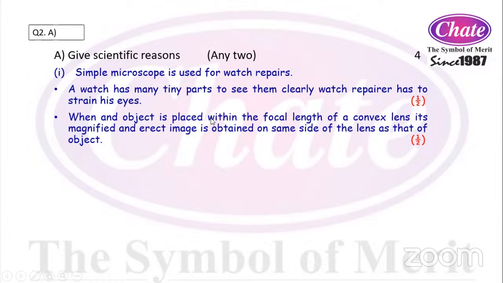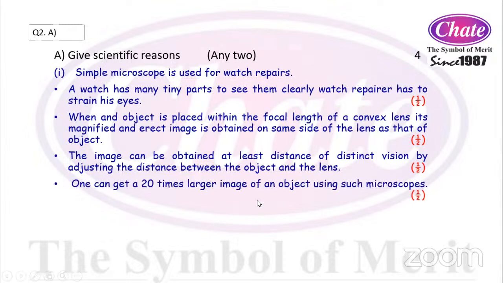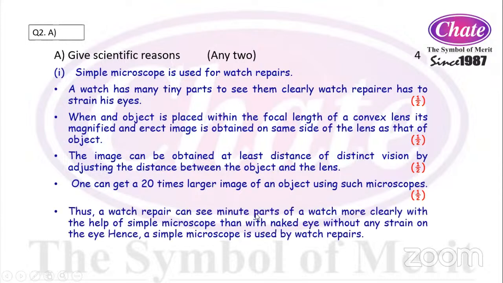When an object is placed within the focal length of a convex lens, a magnified and erect image is obtained. That image is also on the same side. So it is very useful when you use a convex lens. The image can be obtained at the least distance of distinct vision by adjusting the distance between the object and the lens. That means you can adjust that distance and obtain a clear image using the convex lens. Also, we know that we can get a 20 times larger image of an object using such a simple microscope. So a simple microscope is sufficient for us to see the tiny parts of that watch. That is why the watch repairer can see minute parts of the watch more clearly with the help of a simple microscope than with the naked eye, without any strain on the eye.